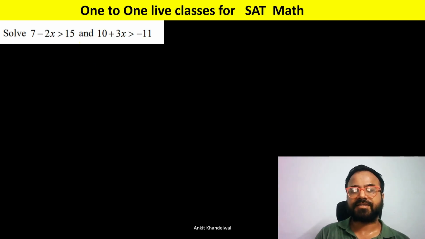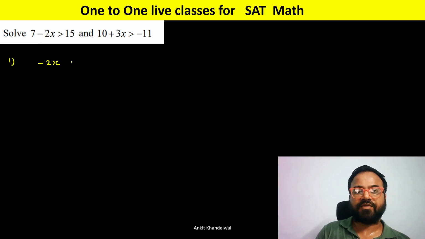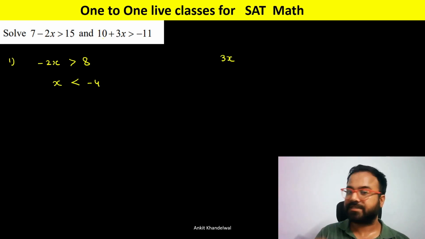So the first one is this inequality. Here it is written AND, which means intersection, which means you have to take the common solution. So first, we have to solve both of them. So it's -2x, subtracting 7 from both the sides, 15 minus 7 is 8. Now to solve for x, we have to divide by -2. So this will become -4, but since we are dividing by a negative number, the sign of the inequality reverses. And in the second inequality, subtract 10 from both the sides. So it's -11 minus 10, which is -21. Now dividing by 3, which is a positive number, so there is no change in the inequality. Dividing by 3 on both the sides, x is greater than -7.